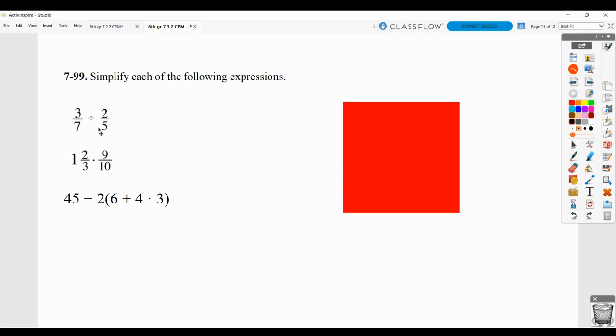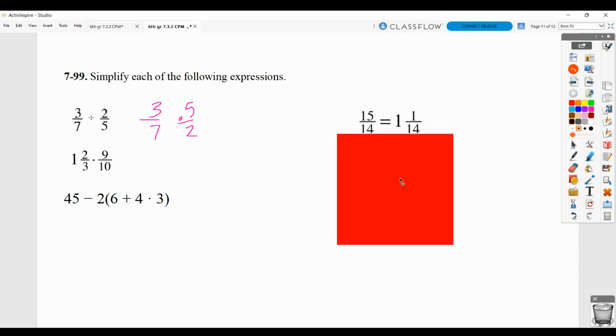For simplifying these, again, make sure you're showing your steps. For the first one, I should see the keep change flip, that you're going to make it 3/7 times 5 halves. Okay, that's the kind of work I'm looking to see. And of course, the final answer is also simplified. So you get 15/14, which is 1 1/14.